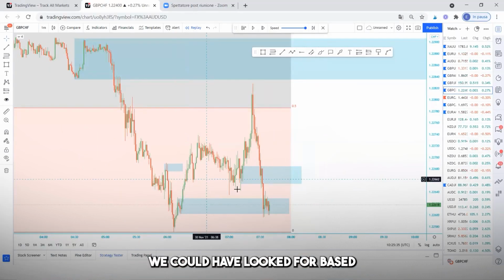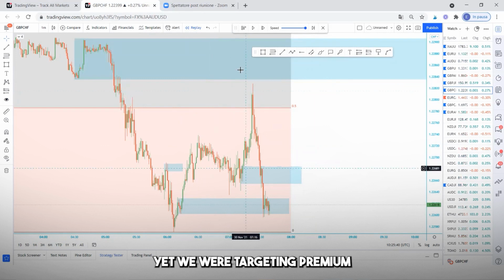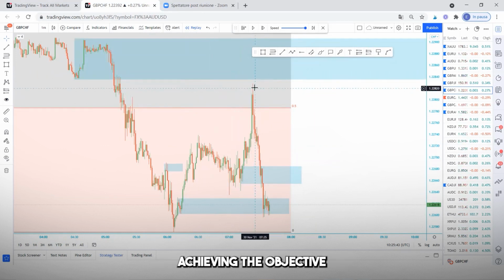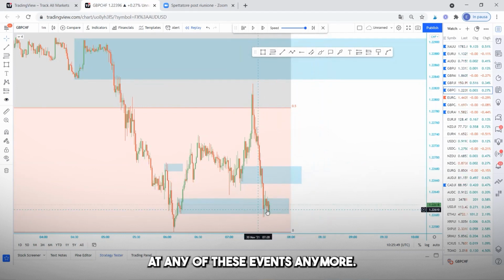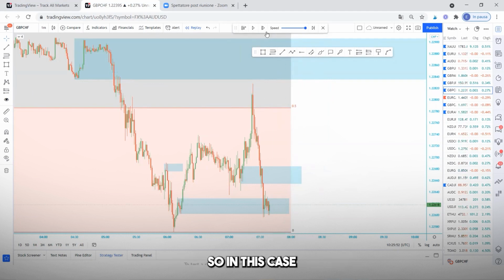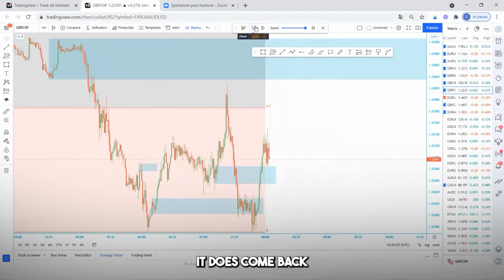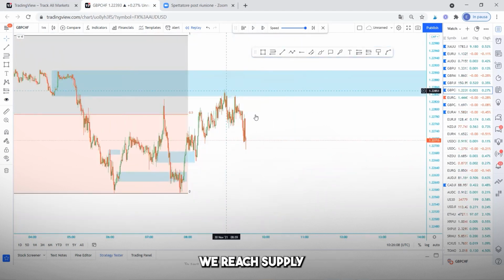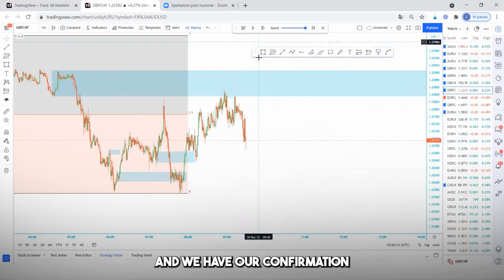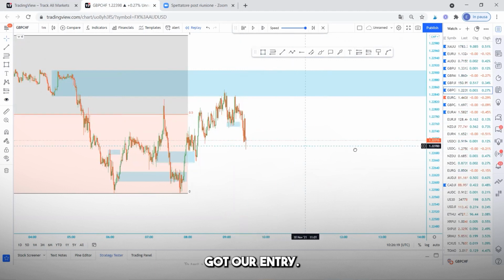We could have looked for buys down here on the first opportunity because we didn't reach premium yet. We were targeting premium. But after achieving the objective of the market, which is to target premium to then continue in its direction, we're not looking for buys at any of these demands anymore. Now, in some cases it will hold, like here it does, come back to the upside and reach supply. We reach supply and we have our confirmation that trend is changing, and this is where we got our entry.